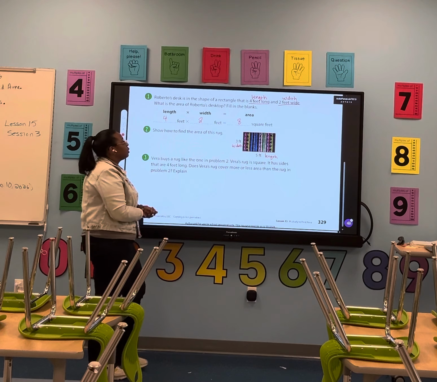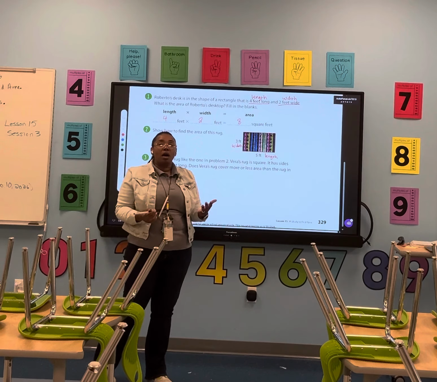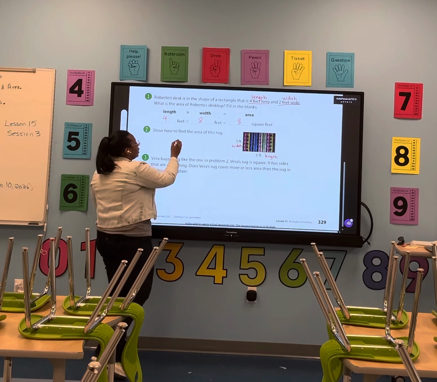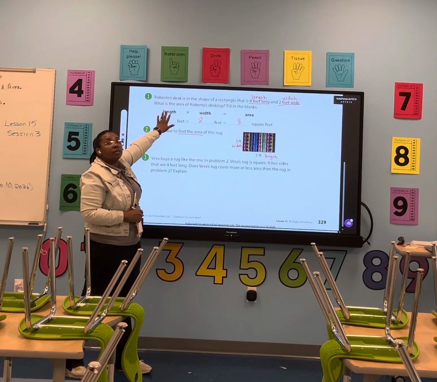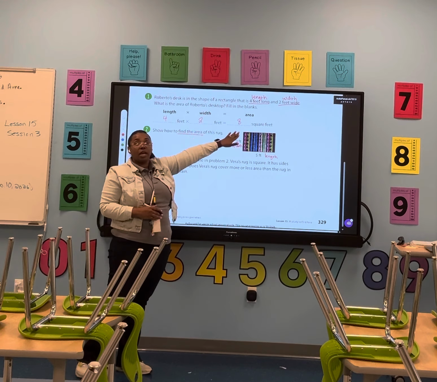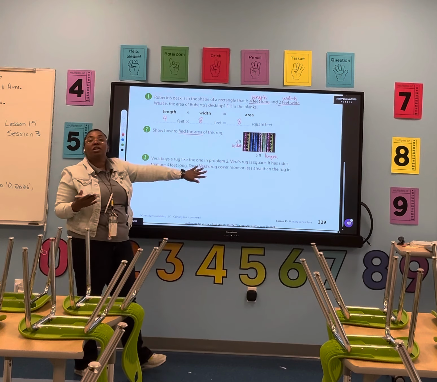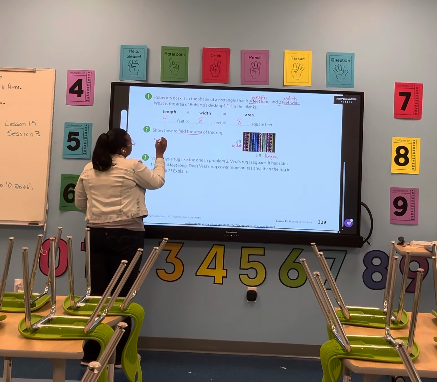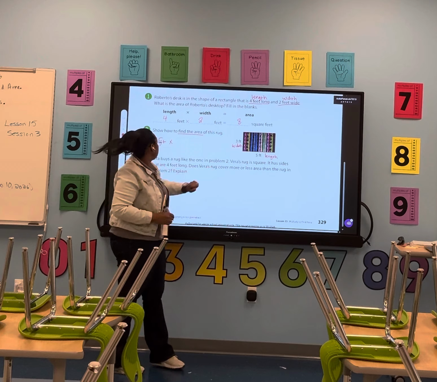Okay, now that we have labeled, all we have to do is write a multiplication sentence to find the area, because it asks us to find the area of this rug. So remember, it's length times width equals area. The length is 5 feet, and remember, we use our units when we're dealing with measurements. So we use 5 feet times the width, which is 3 feet.